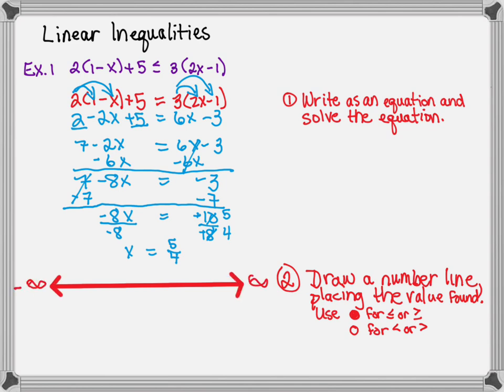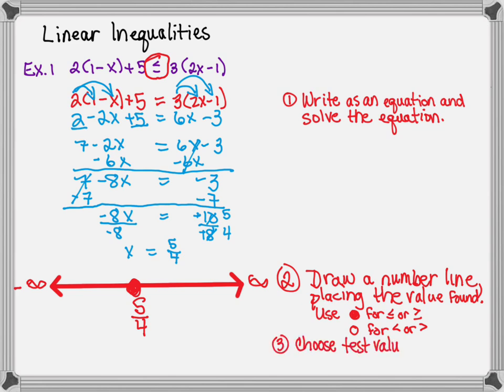So here's our number line. We have negative infinity to the left. We have positive infinity to the right. In our original inequality, we had a less than or equal to, so we had the equal bar. We will include our 5/4, so we'll have a closed-in circle. And I'm just putting the 5/4 on there.